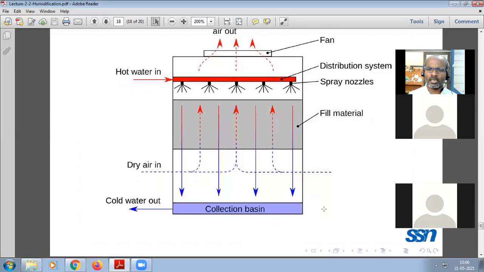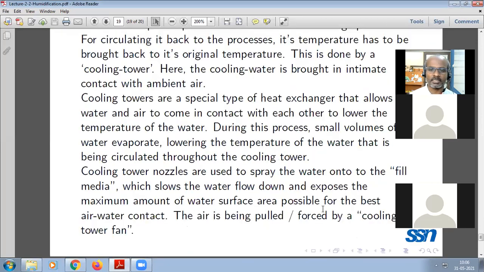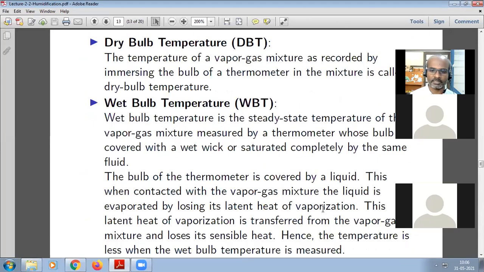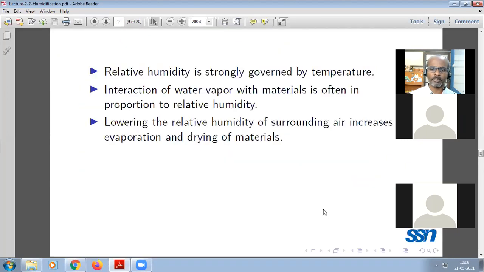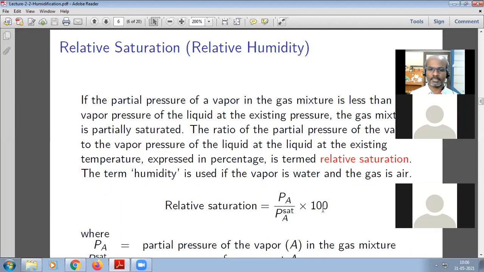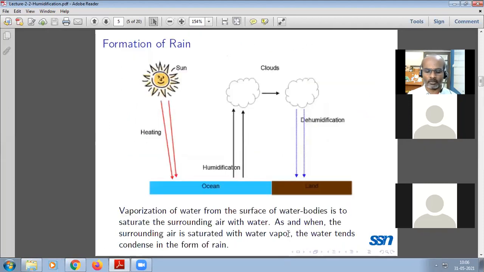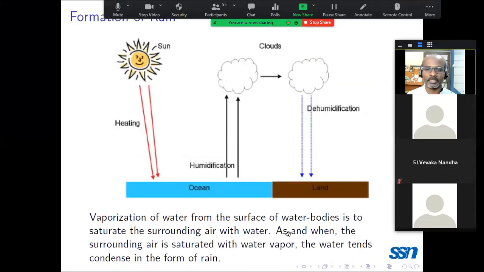Okay. Let me see, is there any calculation here? Okay, it is not available. That I am having in the next presentation. Before that, let us see the terminologies. Quickly, we'll go through, starting from this first slide itself. So humidification is happening naturally.